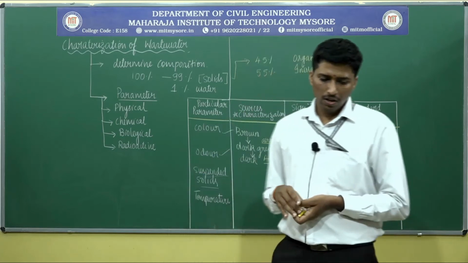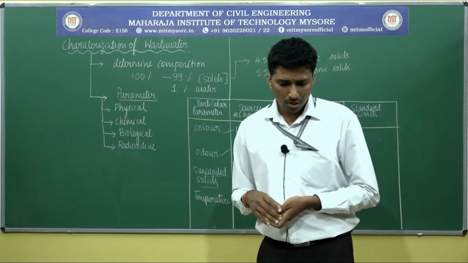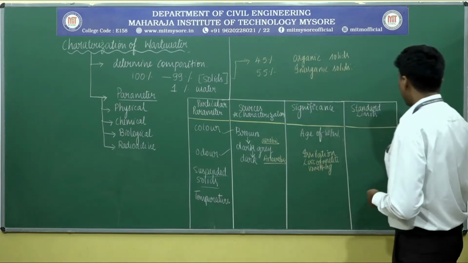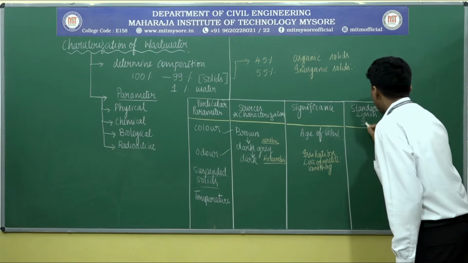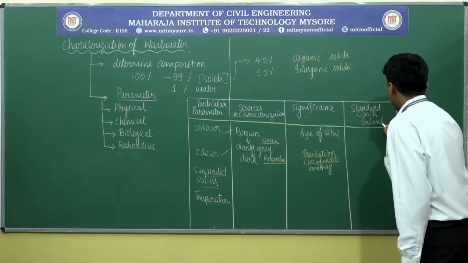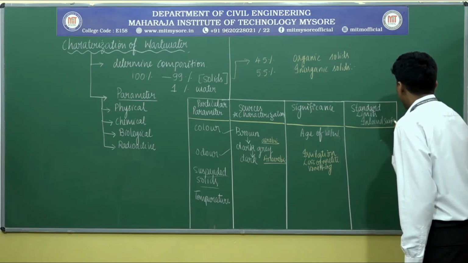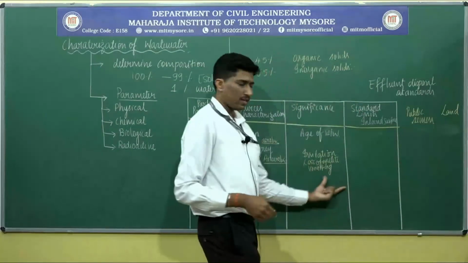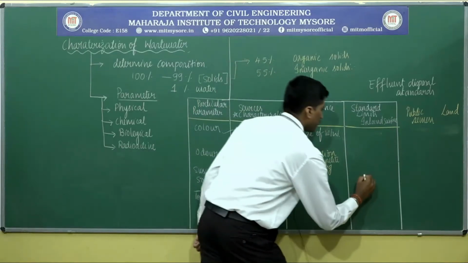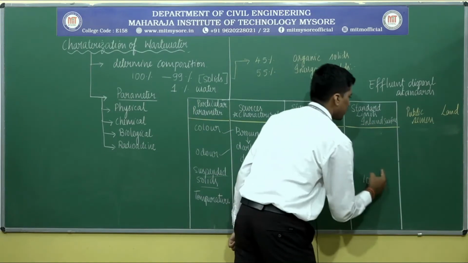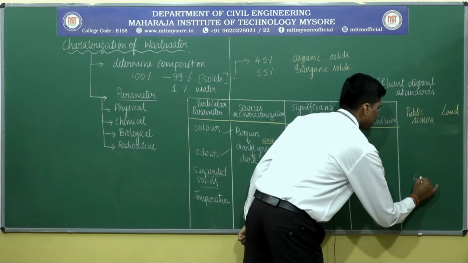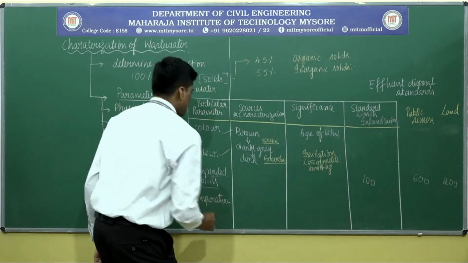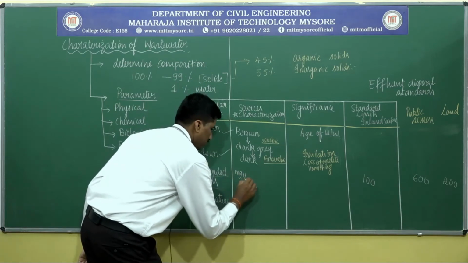Now the solid content, especially the suspended solids, if you need to check for inland surface water, it has to be 100 for inland surface water, 600 for public sewers, and 200 for land. How is it represented? It is in terms of mg per liter.